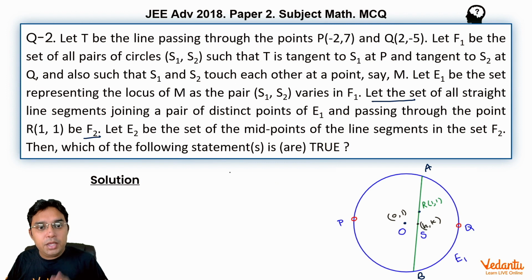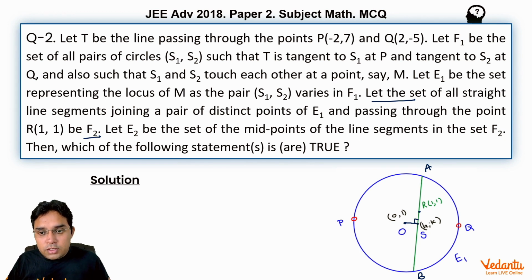Now, they are saying E2 is the set of midpoints of line segments in the set F2. So this S is the midpoint of this AB. So this E2 is the set of all such midpoints as we change AB in this E1. Now, to find the equation of locus of all such points S, one very simple geometric fact we can use: if I join O with S, because S is the midpoint and O is the center of the circle, this OS will be perpendicular to AB.